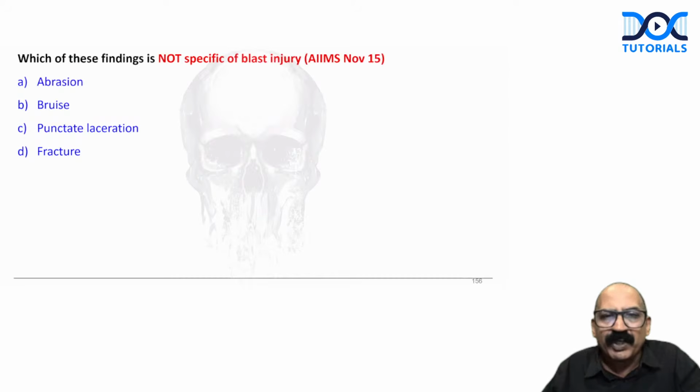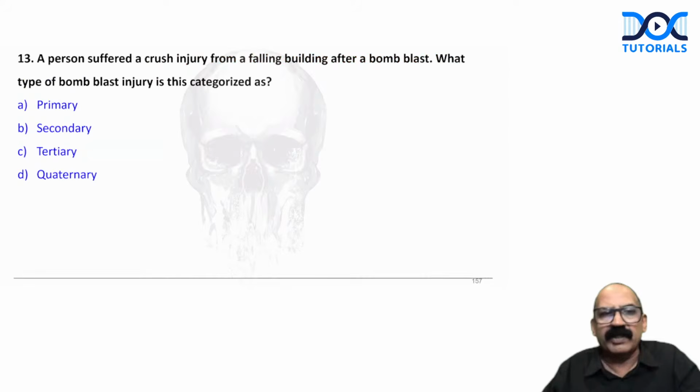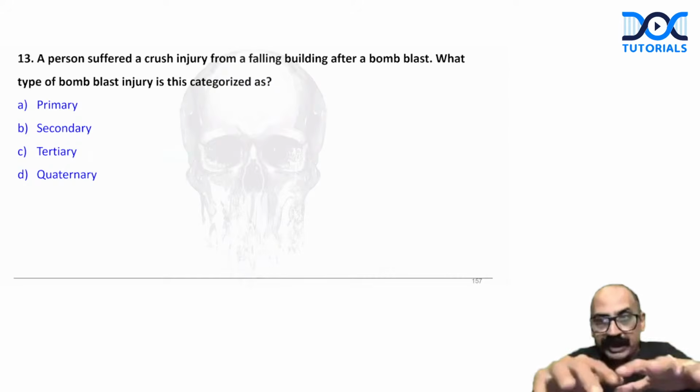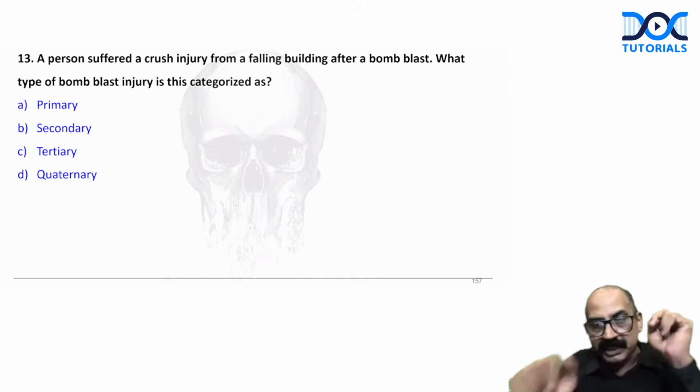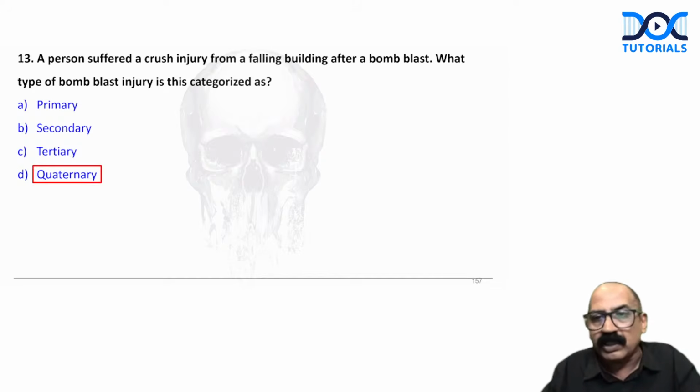Which of the following is not specific of blast injury? Fractures. Okay. So a person suffered a crush injury from a falling building after a bomb blast. I told you crush injury is not due to primary, secondary, and tertiary. It falls under quaternary blast injury.